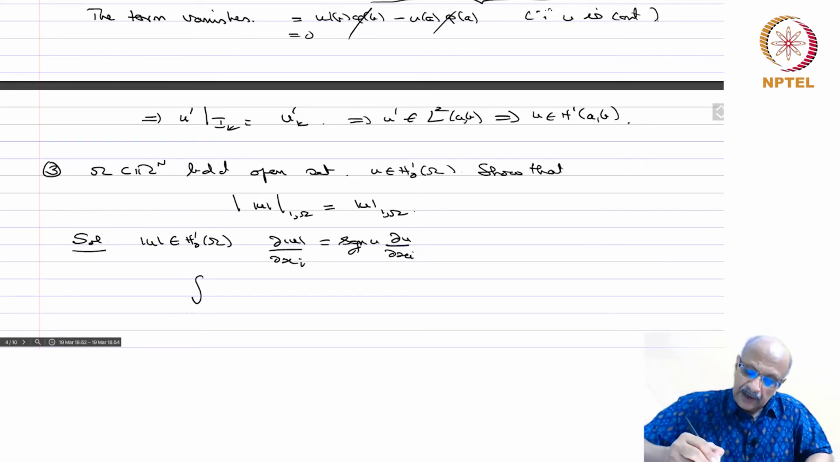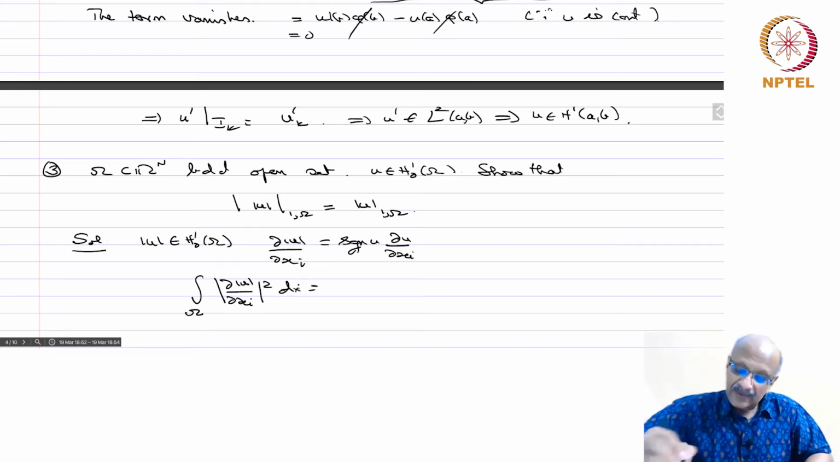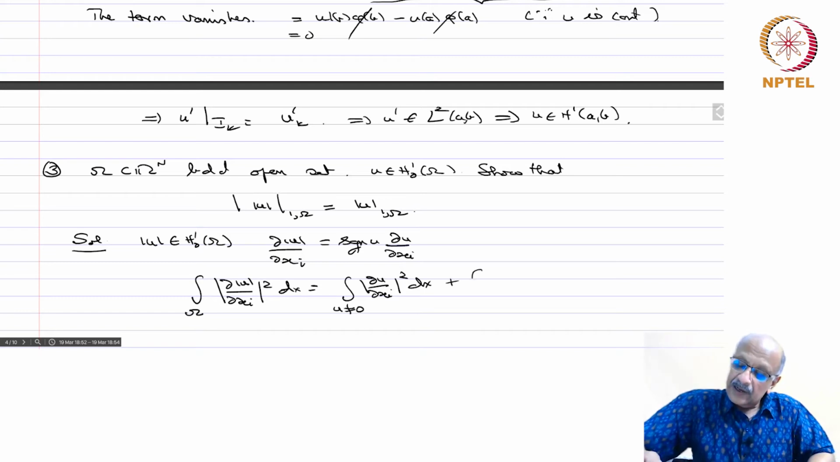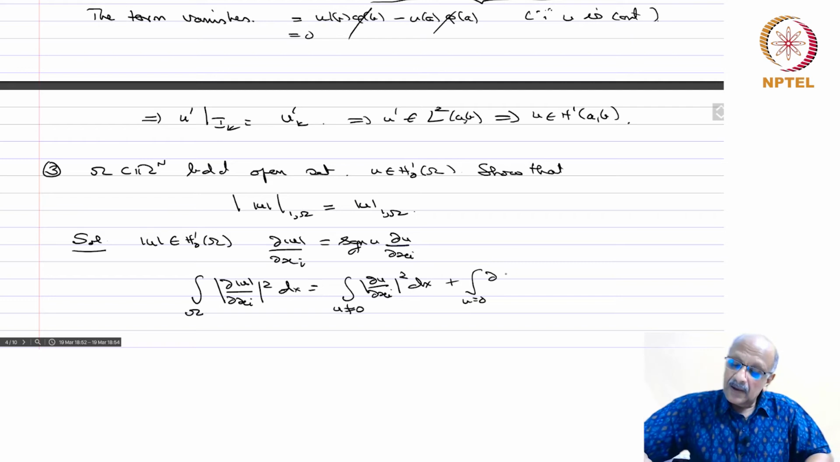Therefore, if you take the integral on omega, this is the integral of mod du by dxi squared dx, which is the same as the integral over u not equal to 0, where sin u will be plus 1 or minus 1. So you will just get the integral of du by dxi squared dx plus the integral over u equal to 0, that is it, because there sin u is 0.